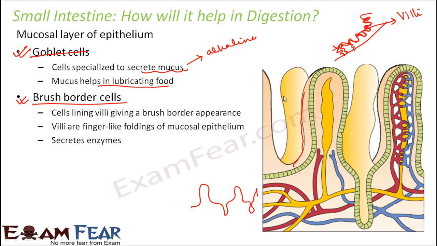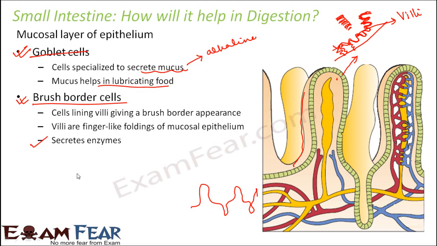So villi are finger-like structures, but there are cells which line the villi. On the outer edge of the villi, you have some very thin structures. They give the appearance of a brush. A brush generally has a hair-like structure like this, and this is how the boundary of the villi also looks. This lining of the villi consists of structures called microvilli, which are even thinner and smaller than villi. These microvilli give a brush border appearance, and that is why these cells are called brush border cells. Here, the green colored cells which you see are the brush border cells.